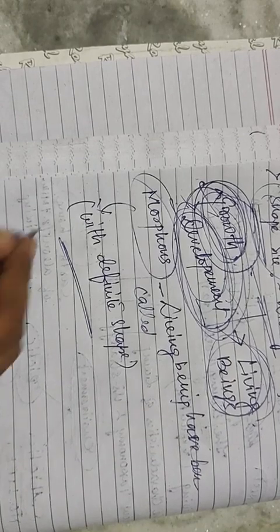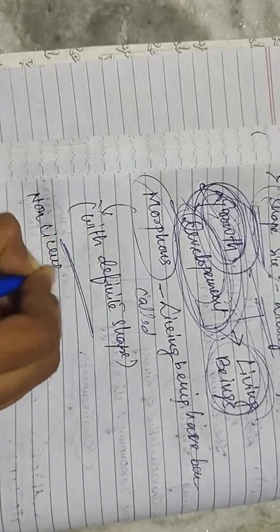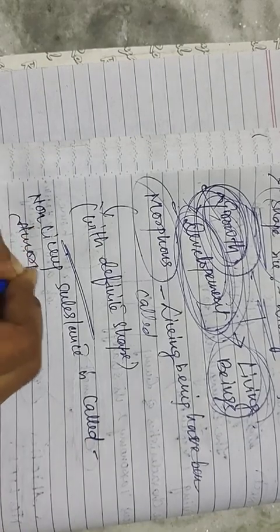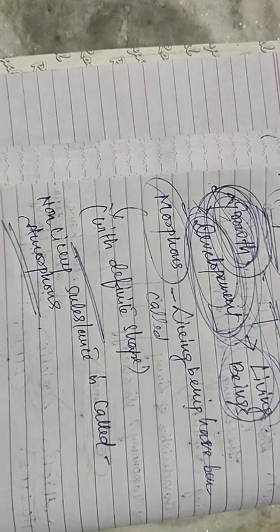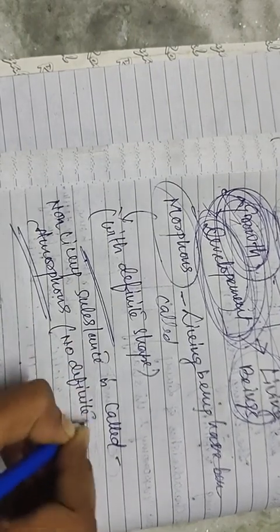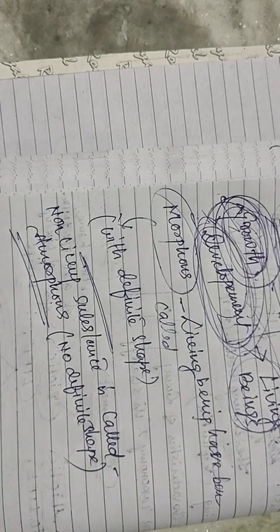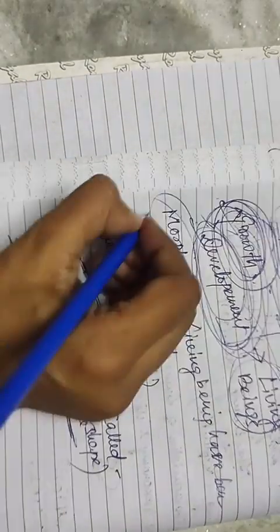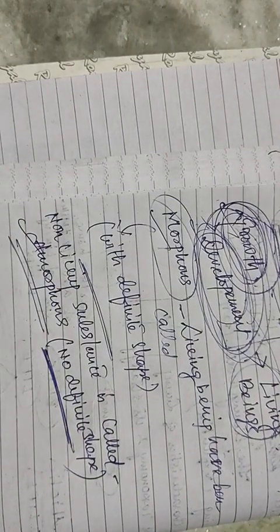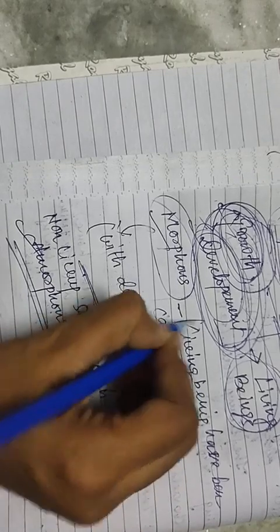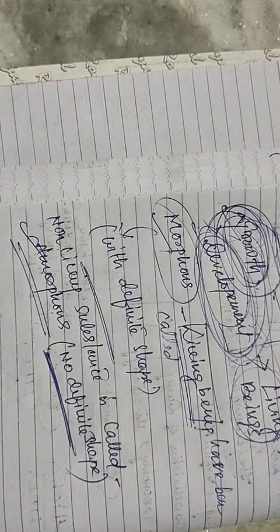Next is the non-living substance. Non-living substances are called amorphous. What is the meaning of amorphous? No definite shape. So non-living substances are called amorphous, meaning no definite shape. Please remember these two important terms, morphous and amorphous. Morphous means having a definite shape, so living beings have a definite shape, and non-living substances are called amorphous, with no definite shape. So these are the main characteristics of shape and size.